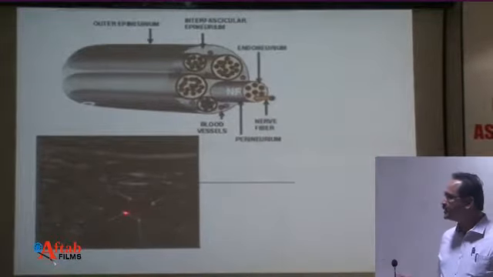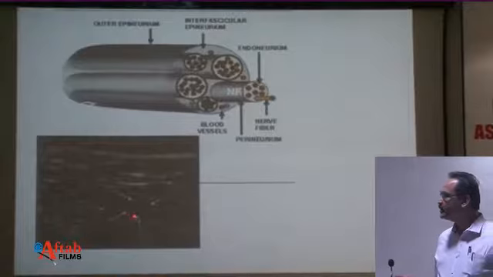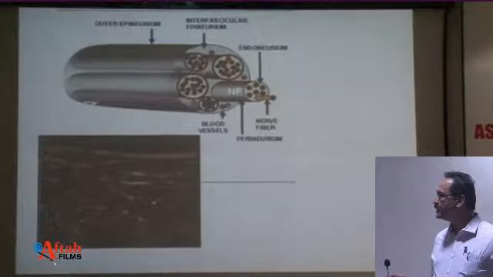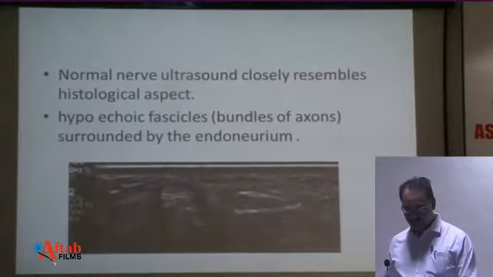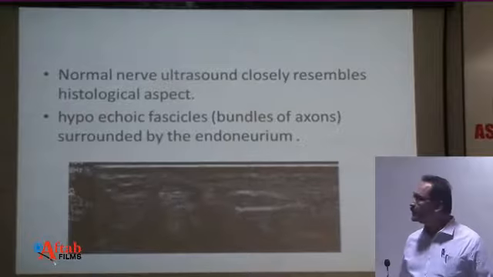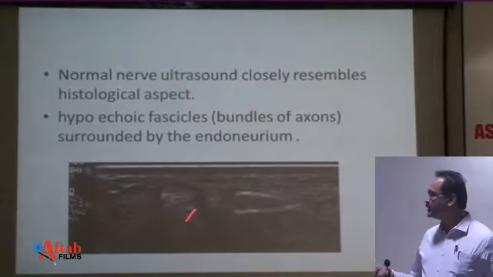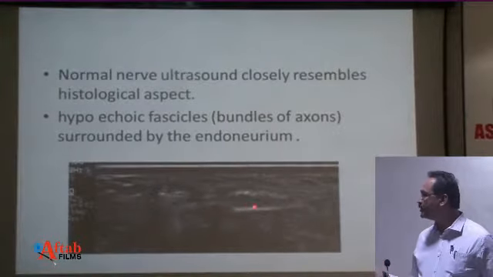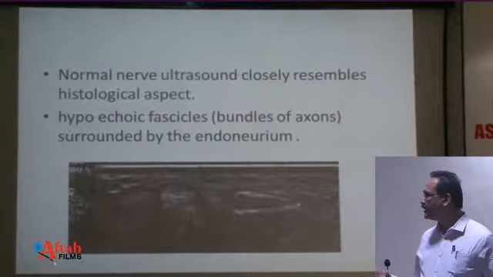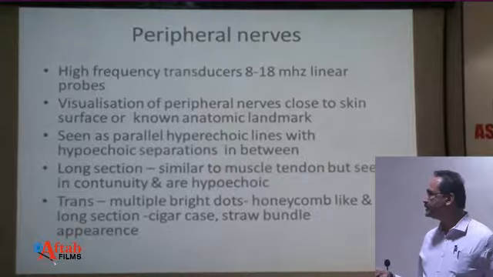And the same picture is seen on ultrasound. These hypoechoic areas are the nerve fascicles, and surrounding are the epineurium and perineurium. So the normal ultrasound closely resembles the histological aspect. You can see the video which is showing the median nerve, the nerve fibers, and adjacent are the muscle fibers.